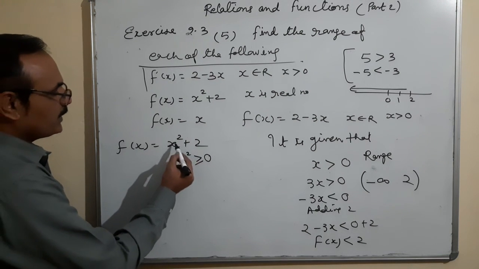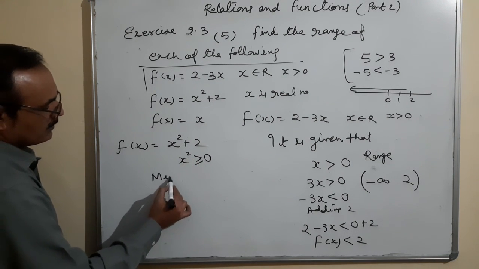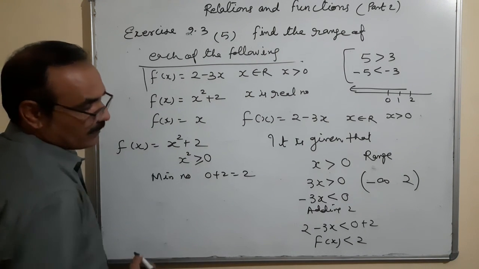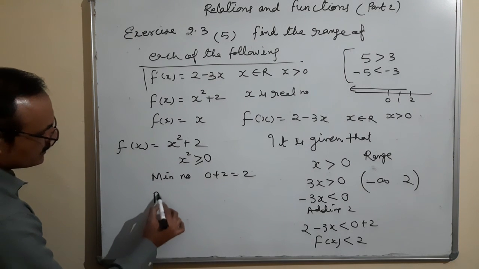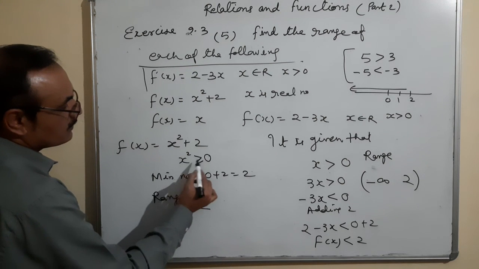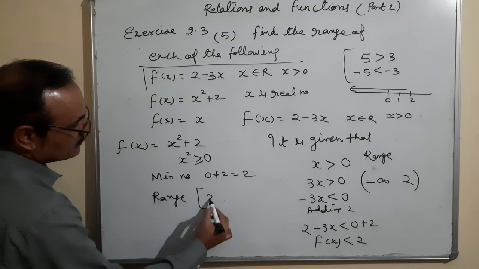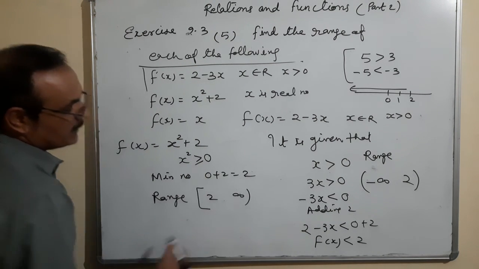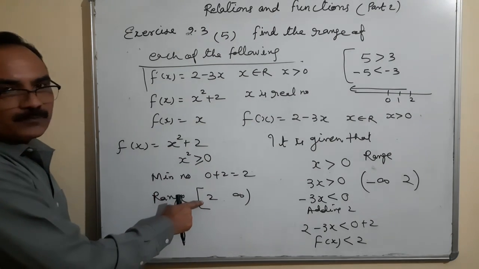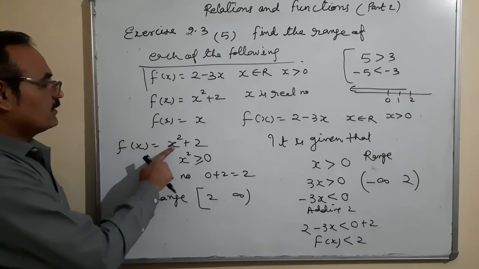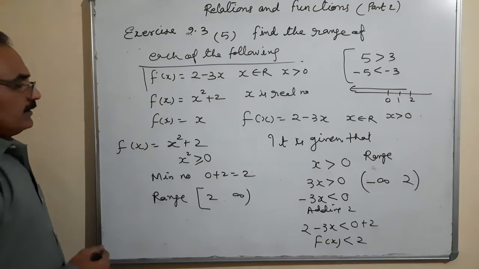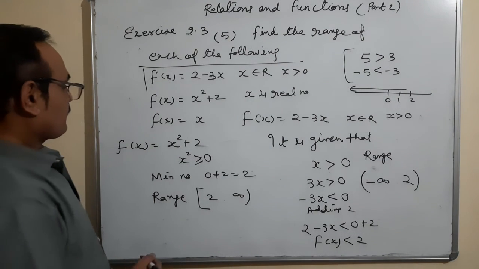So the minimum number is 0 plus 2, that is 2. Therefore its range is 2 to plus infinity, because 2 is also included. When you put x is equal to 0, the first number is 2. When you put x is equal to 1, 2 plus 1 is 3, then 3, 4, and so on. You are not getting any negative number here.